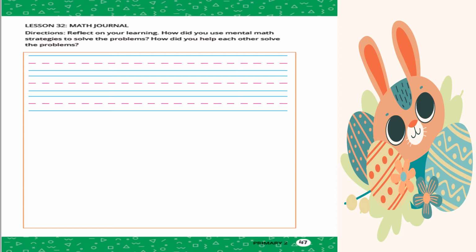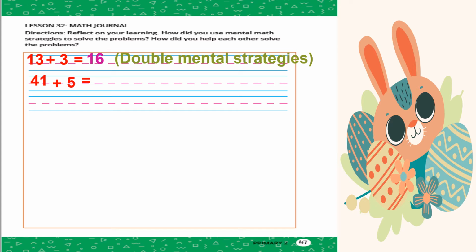Now we have 2 equations and we will use 2 strategies to solve them. Equation number 1, 13 plus 3. Now we will use the doubles mental strategy. What is the double of 3? 3 plus 3 equals 6. 6 plus 10 equals 16. Equation number 2, 41 plus 5. Now we will use the counting on strategy. So we will go forward 5 steps. After 41: 42, 43, 44, 45, 46.